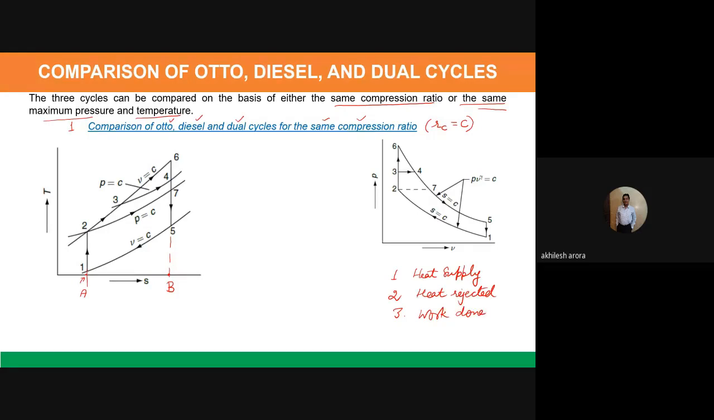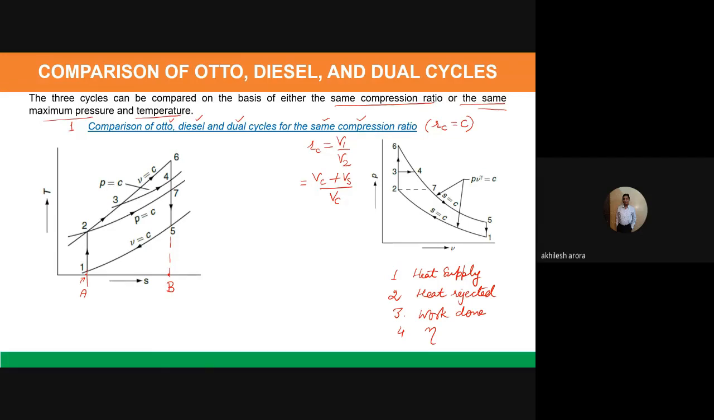So now let us consider the first case where the compression ratio is constant. All of you know that compression ratio r_c is given by V1 by V2. It is also equal to (Vc plus Vs) divided by Vc, where Vc is the clearance volume and Vs is the stroke volume, and the sum of them is divided by the clearance volume. That is how we define the compression ratio.